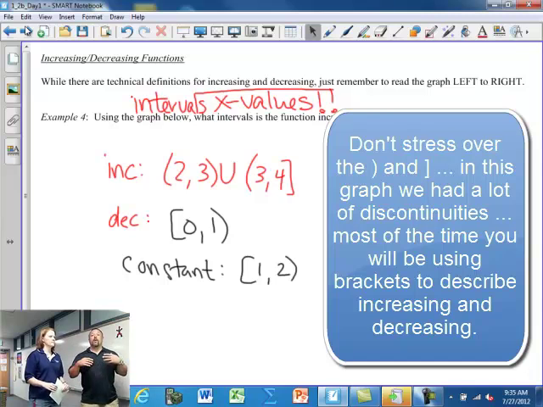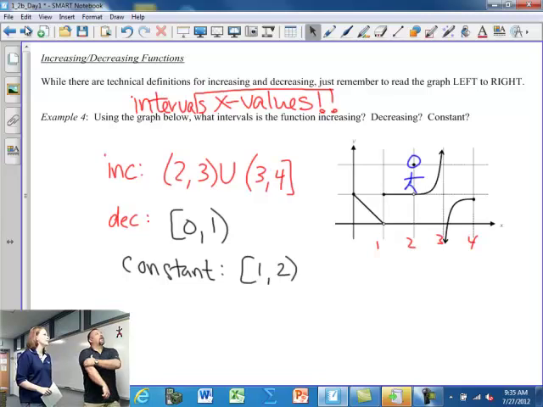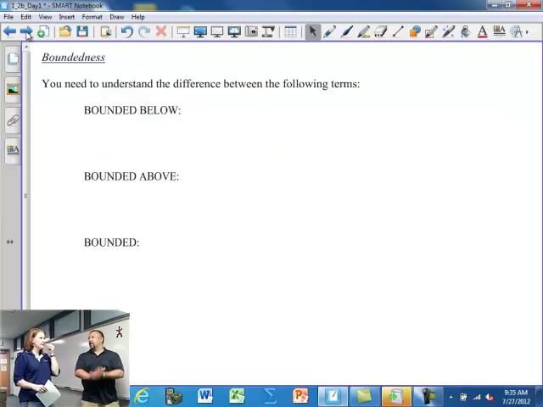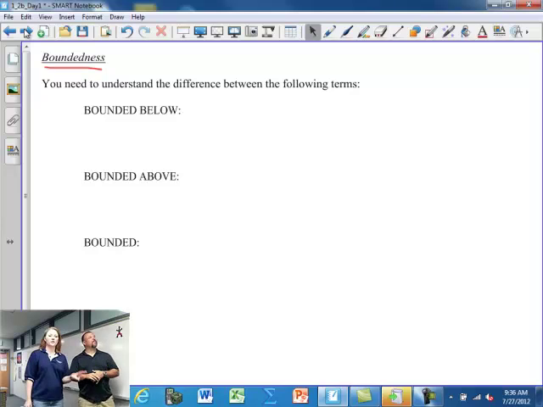Just remember, everybody knows what increasing or decreasing means. What you've got to remember is which values to use, and that's what you're going to have to practice. You want to get the right answer by giving us x values. All right, what about boundedness?